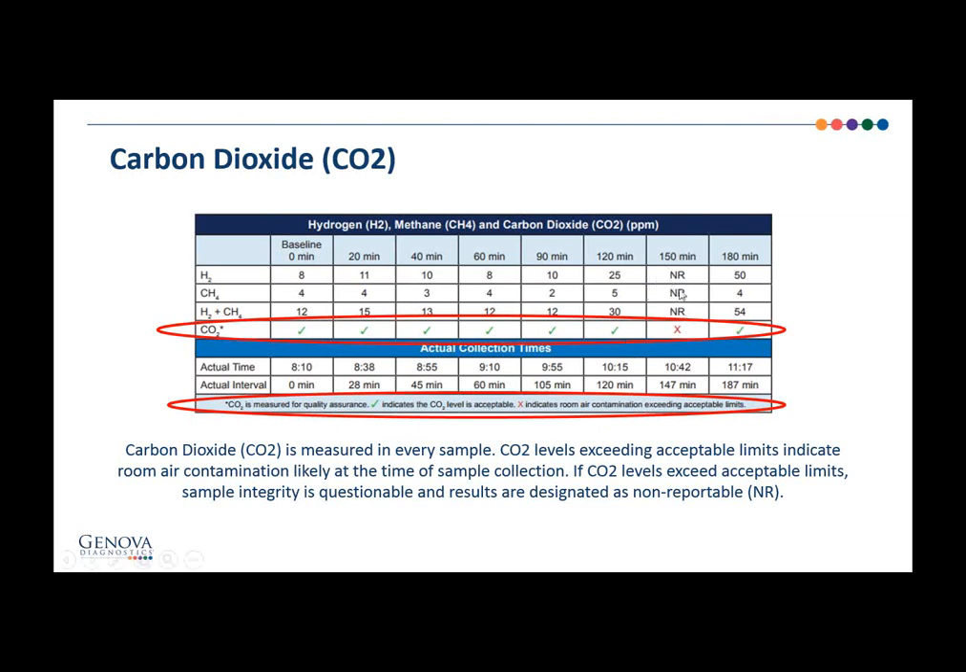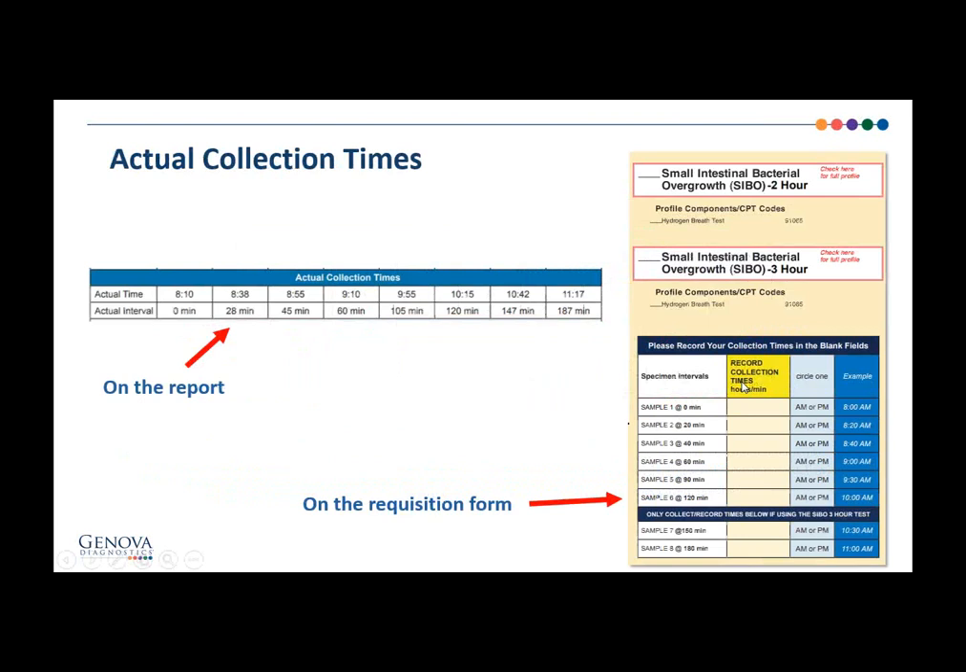So they would get an NR or non-reportable for the breath gases, for the hydrogen and methane, and then they'd have an X here indicating that the carbon dioxide level was not acceptable. I mentioned we look at the actual collection times. So these get transferred from the patient's requisition form on the right here onto the test report itself. And so you'll see the actual collection times and the actual intervals showing up here.